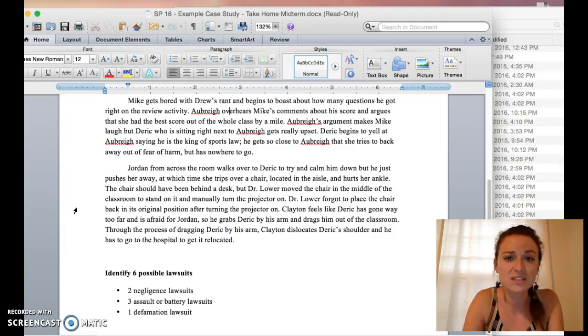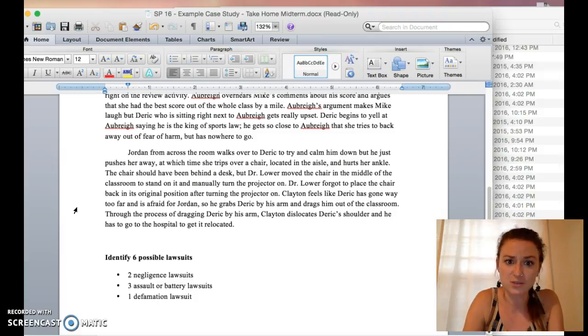He gets so close to Aubrey that she tries to back away out of fear of harm, but has nowhere to go. Jordan from across the room walks over to Derek to try and calm him down, but he just pushes her away, at which time she trips over a chair located in the aisle and hurts her ankle.